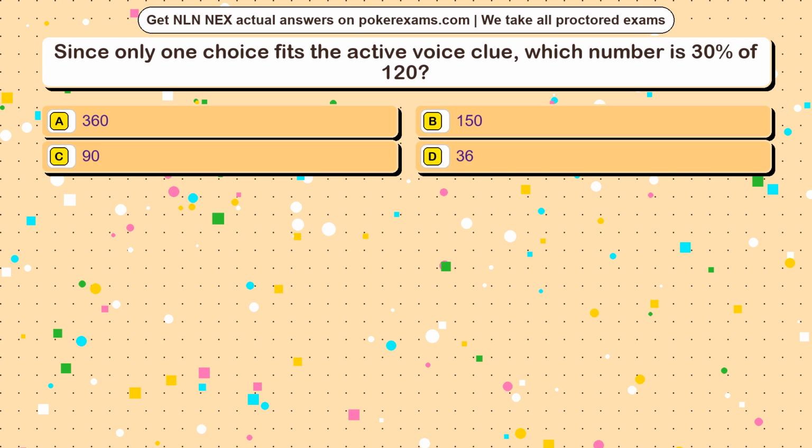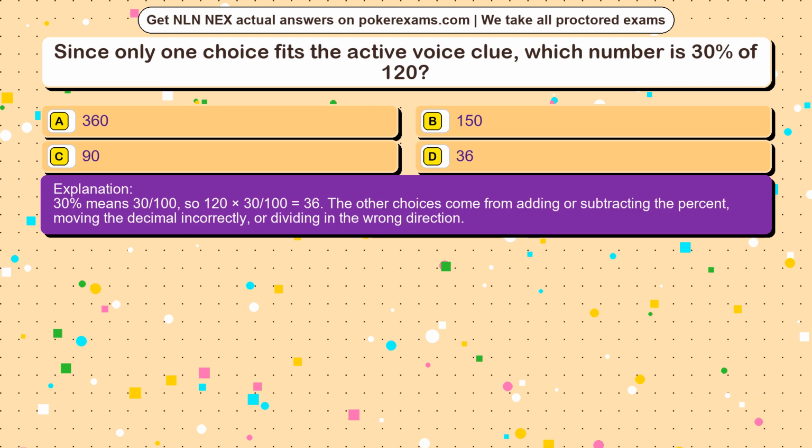The correct answer is option. 30% means 30/100, so 120 times 30/100 equals 36. The other choices come from adding or subtracting the percent, moving the decimal incorrectly, or dividing in the wrong direction.